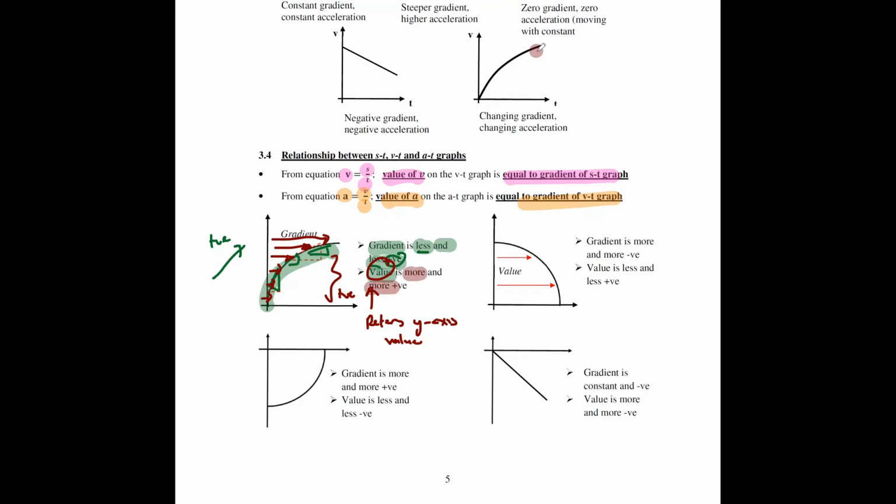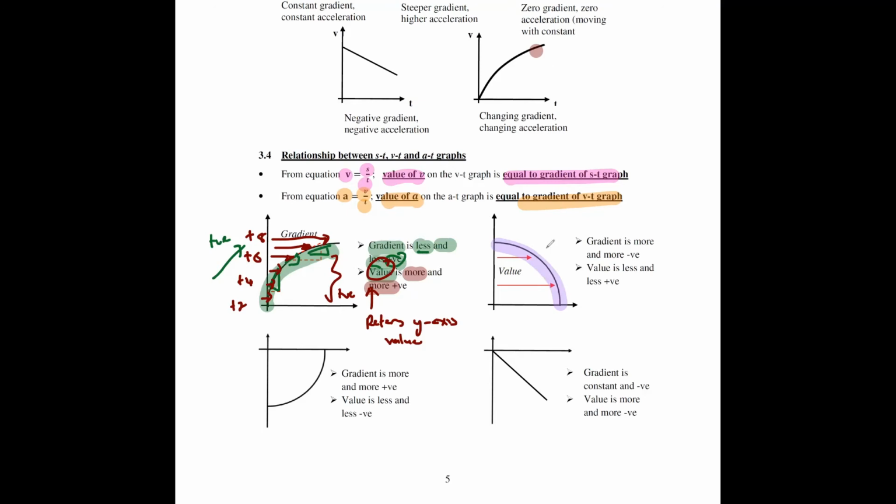It could be that maybe this is positive 2, positive 4, positive 6, positive 8. They are all positive, but they're becoming more and more positive. All right, this is one way in which you can describe a graph. Here we say that it's less and less positive for gradient, and the value is more and more positive. All right. So what about the second graph here?